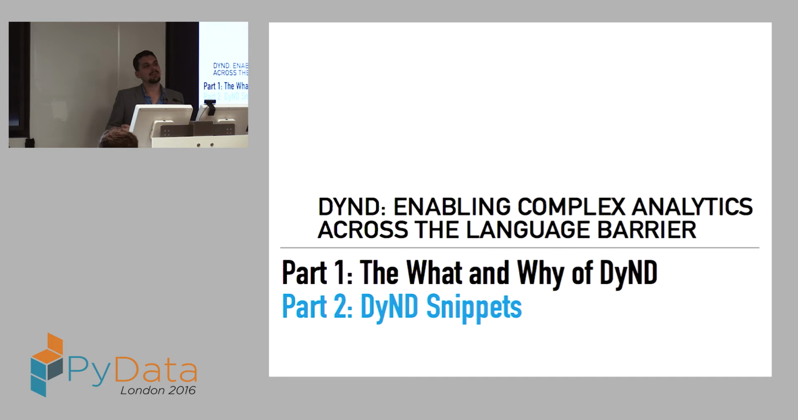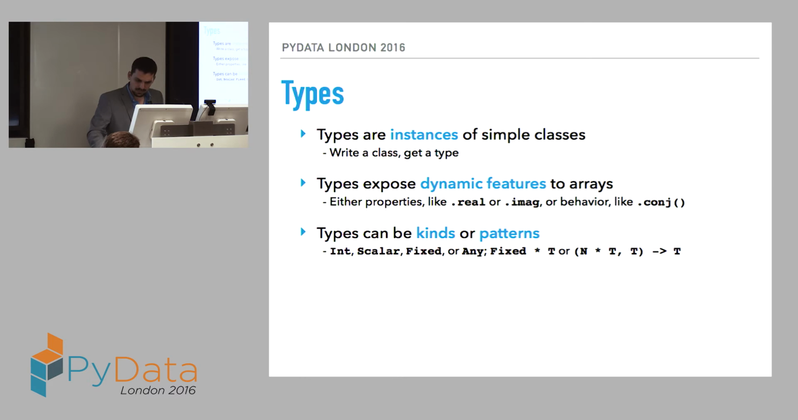And that's dynamic. So this brings me to the second part of the talk, where I want to show off simple examples of DyND in action. I'm going to talk about the different kinds of types and show you code for them. I'm going to talk about some of the functionals and how to create different kinds of array computations. Again, just to remind you, in DyND, types are instances of simple classes. If you write a class, then you can get a type, or obviously you can use all the ones that we've already created in DyND, like integers, floats, strings, different kinds of dimensions.